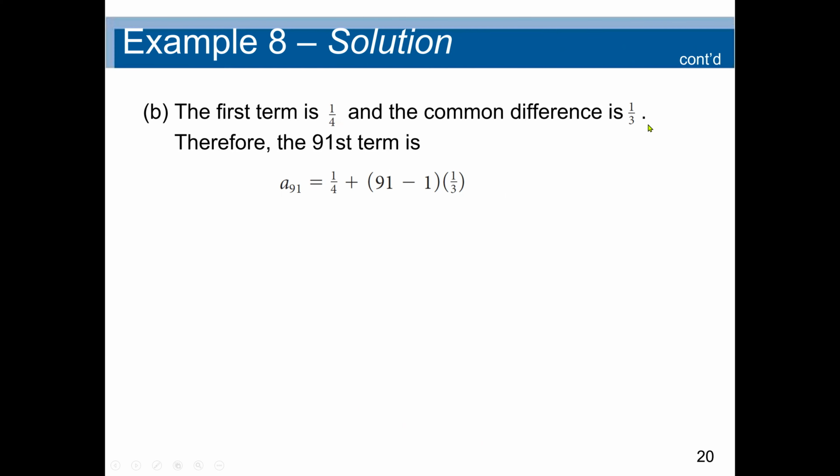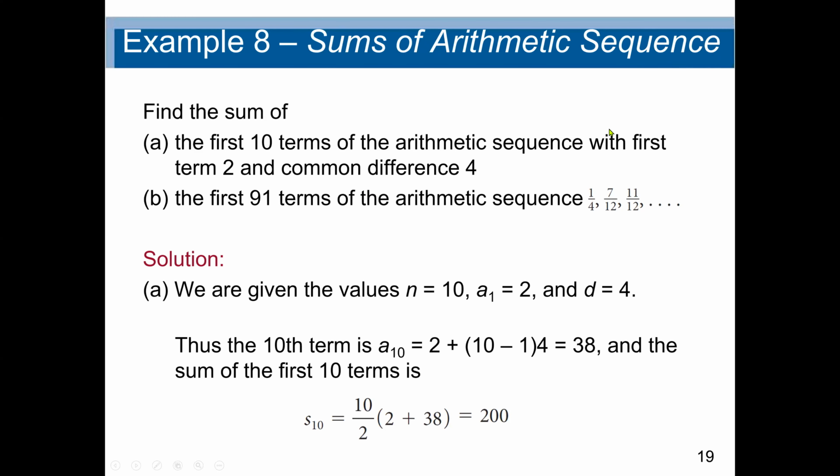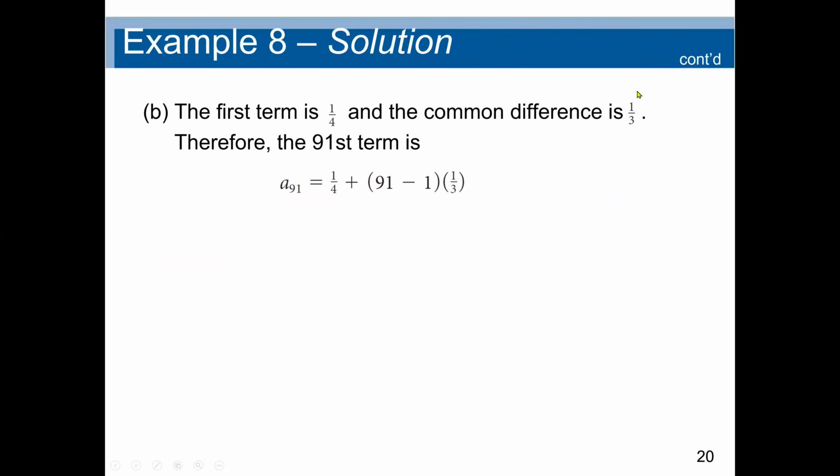The common difference was 1/3, because if I subtract the first term from the second term, I get 1/3. If I subtract the second term from the third term, I still get 1/3. As we see here, 7/12 minus 1/4 gives you 1/3. 11/12 minus 7/12 gives us again the same value. So if that is the case, we know the d.